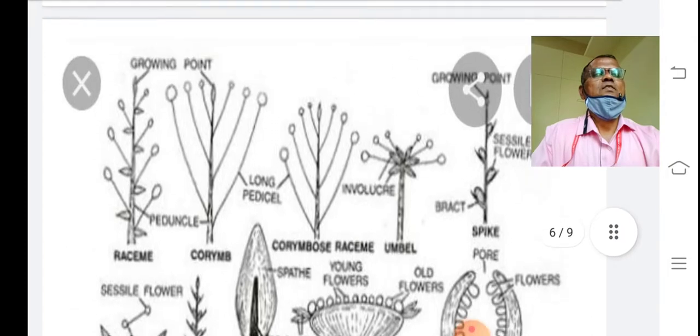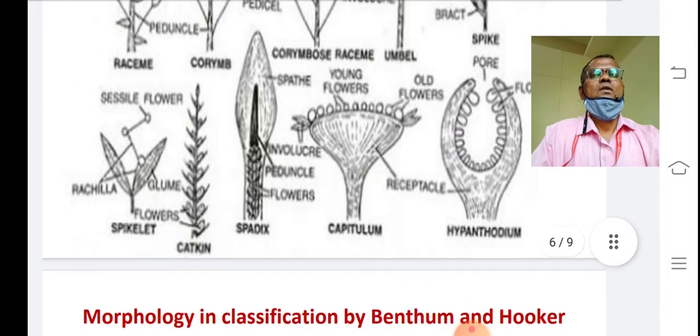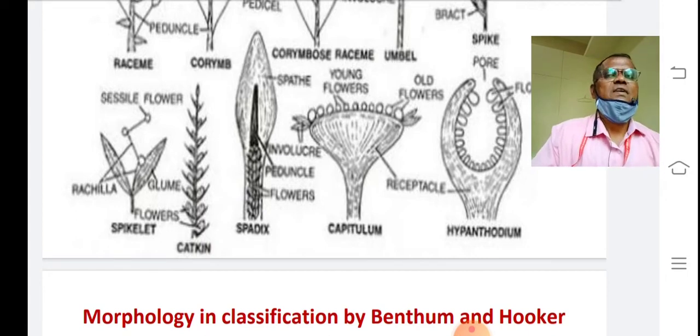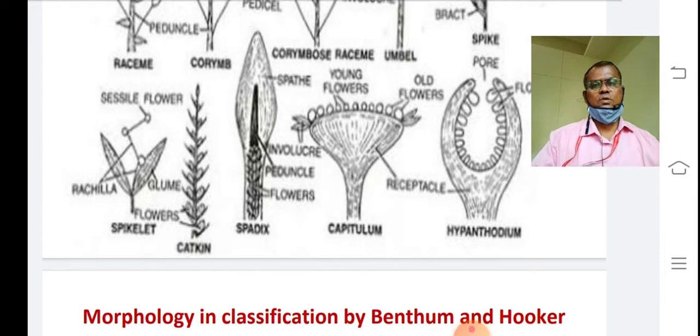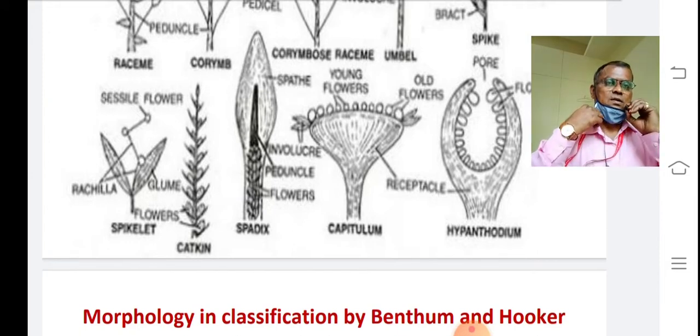Then next the spike is the one. In the grasses the spikelets are there. So calyx and corolla are not there, but the bloom is there, rachilla is there. So this is the character. Catkin, flowers are sessile and peduncle is not well developed. It is pendulous. Pendulous, meaning we call it a pendulum, that type. So generally it is the same.